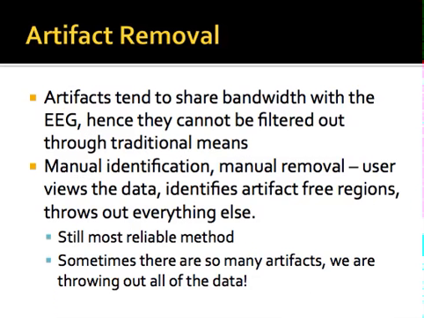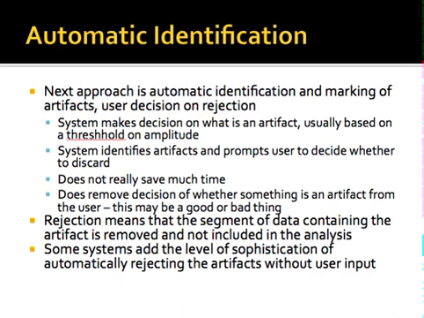So how do we remove these artifacts? Well, the problem is that artifacts share bandwidth with the EEG, so we can't really filter them out using traditional methods. So the first approach is to just use a manual identification, manual removal approach. Here the user looks at the data, identifies artifact-free regions, throws out everything else. This really is still the most reliable method. The problem is that sometimes you have so many artifacts, you're literally throwing all your data away.